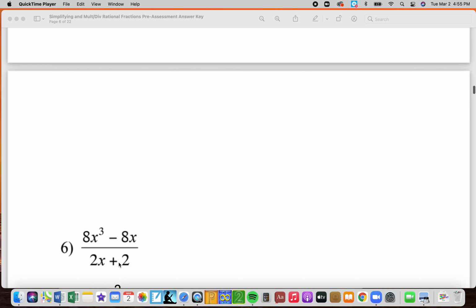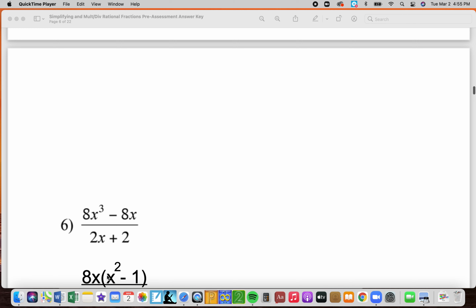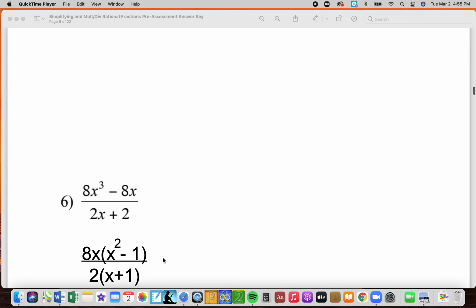Number 6. Number 6 is good. We look at the two terms. We can factor out an 8x. Each of them have an 8x. And the denominator, we can factor out a 2. So if we factor out an 8x, that leaves us with x squared minus 1. Factor out a 2, that leaves us with x plus 1.